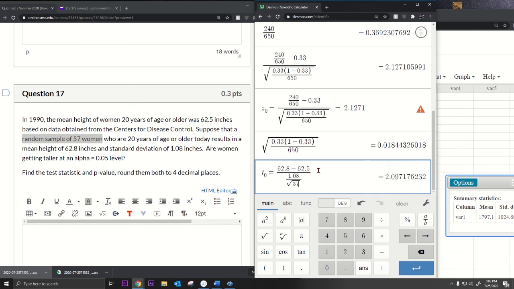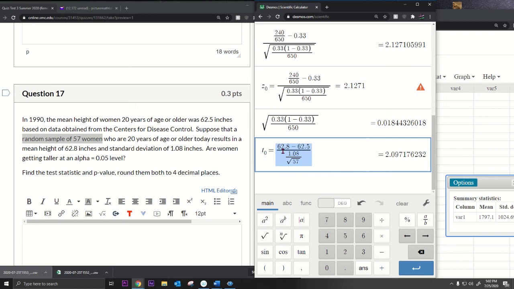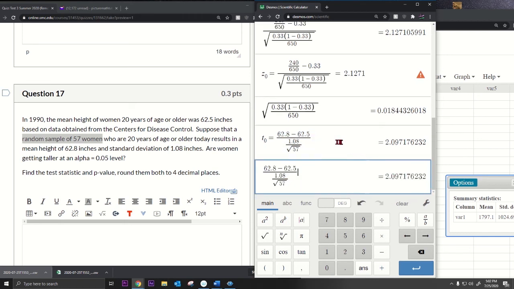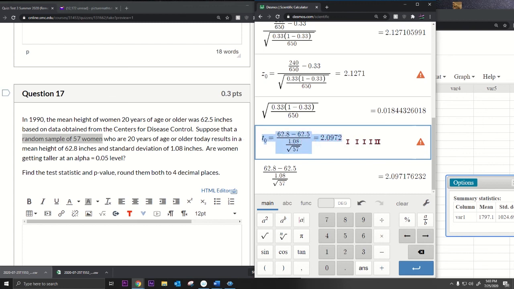That's your test statistic. Wow, it's actually calculating it for us, even though we have the equals sign here. Let me press enter and double check that. Cool, it did that for us. And I need to round that to 4 decimal places: 2.0972. That is rounded to 4 decimal places. Copy that and paste it in. That's it for your test statistic.